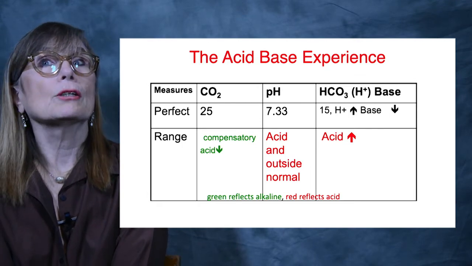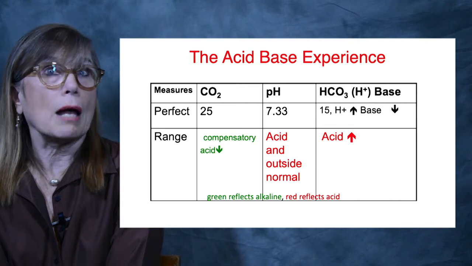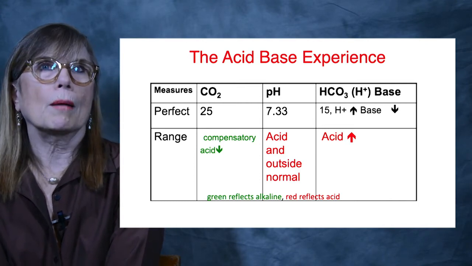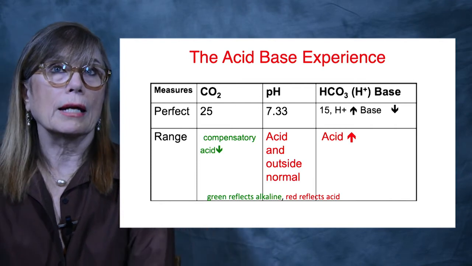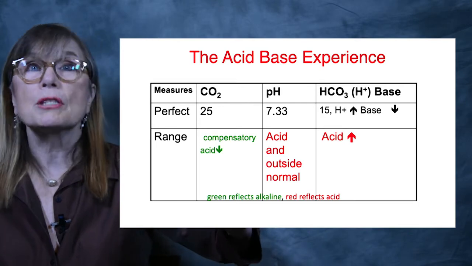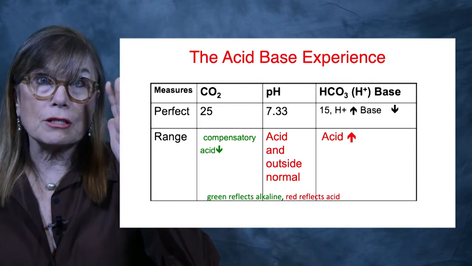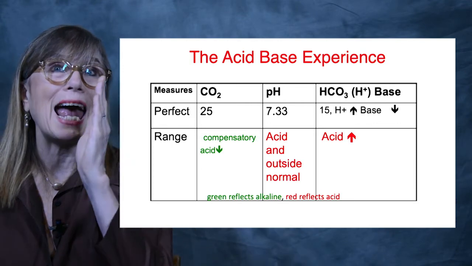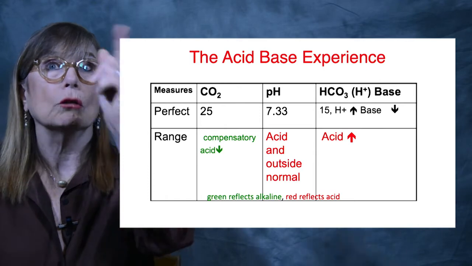All right, now let's take a look at this one. pH is 7.33. So is that perfect? No. Is it up or down? Down. Inside or outside range? Outside. So we already know we've got a problem, and even if there's attempts for compensation, we are not compensated. Okay? So pH is 7.33. That's acid. I'm now looking for acidosis. So I look over at the CO2.